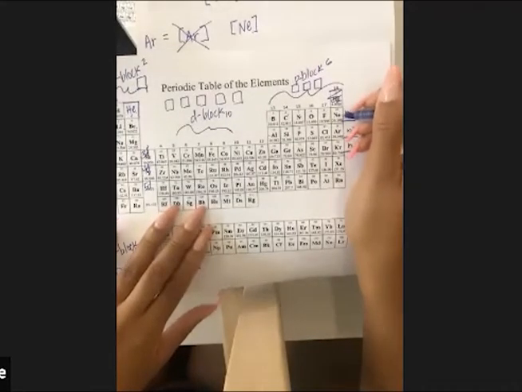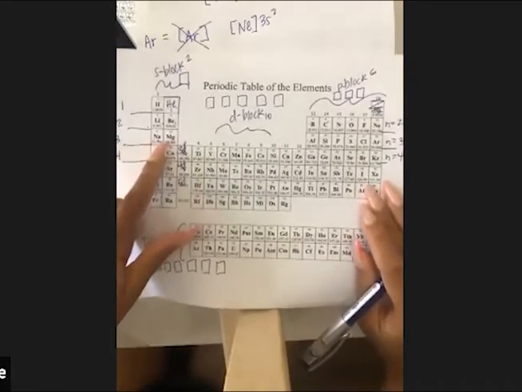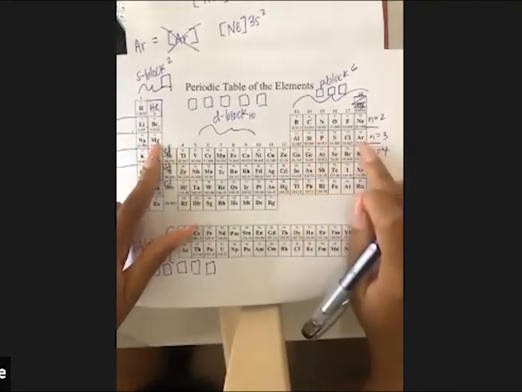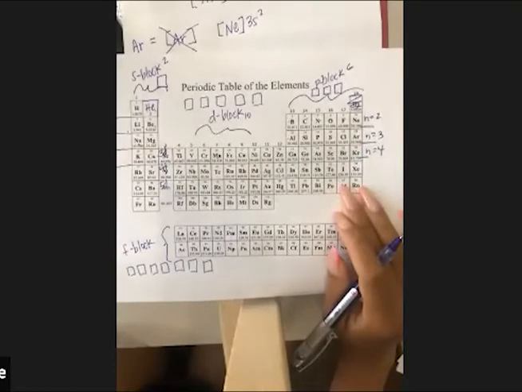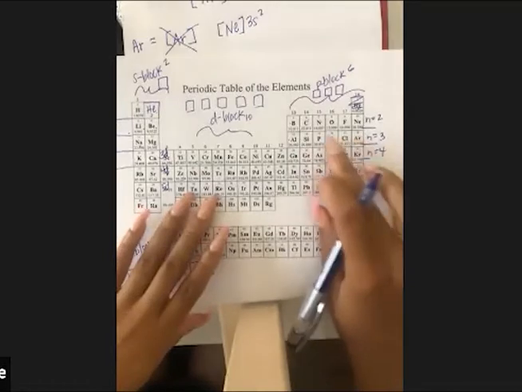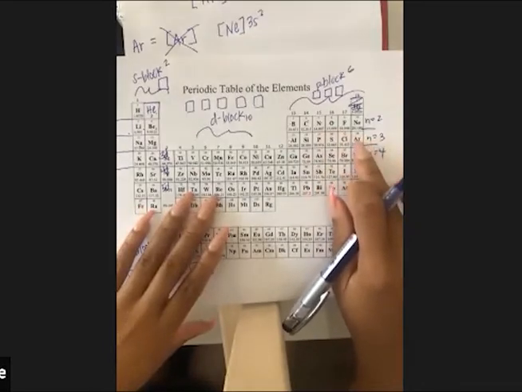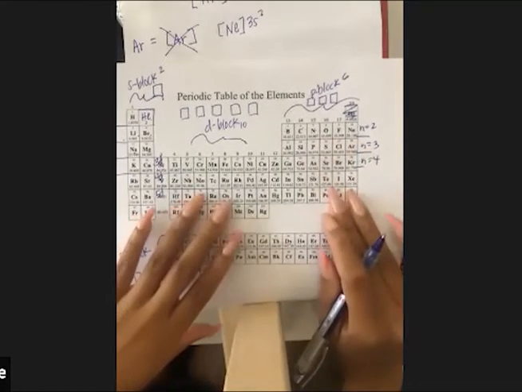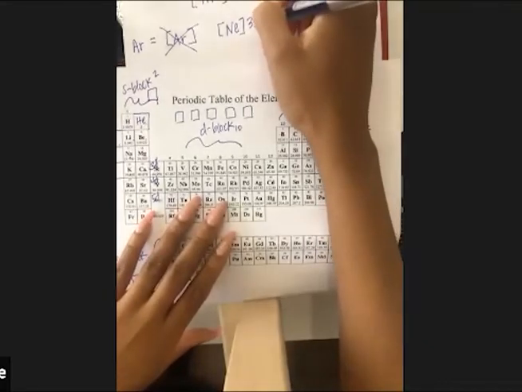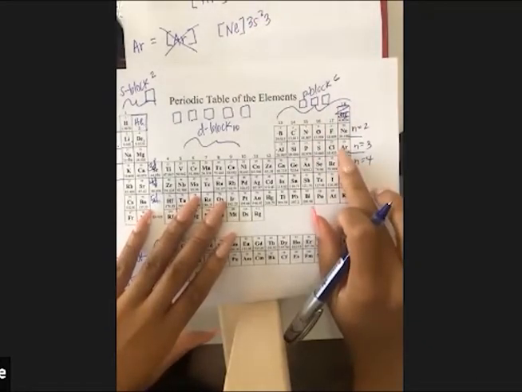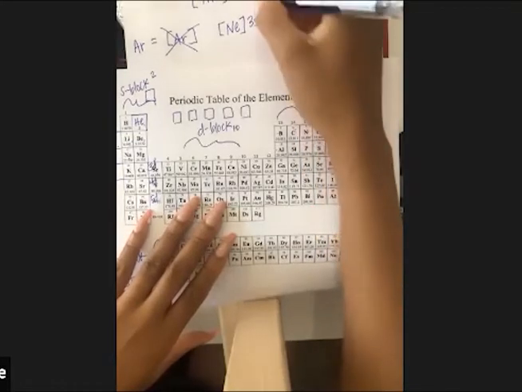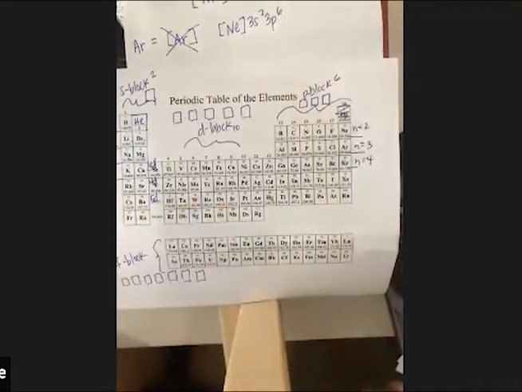What's after neon? 3s2. 3s2, that's right. And then what's after that, if I keep going to get to argon? 4p. Not 4p, because argon's right here on level 3. 3p. 5. Not 5. Argon's right here. It's the last one, so it's going to be 6. 3p6.